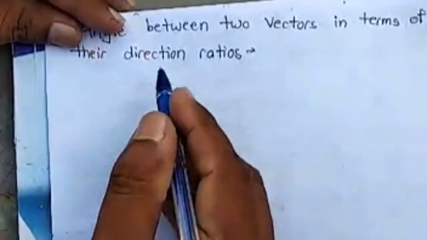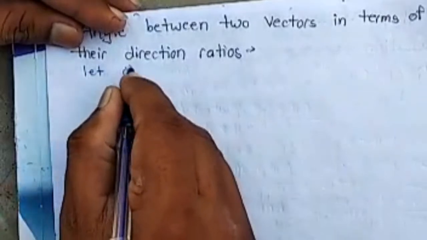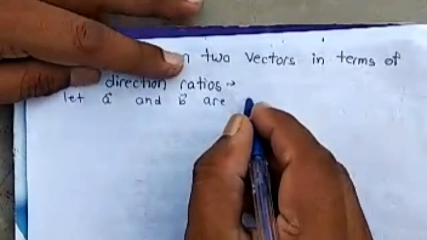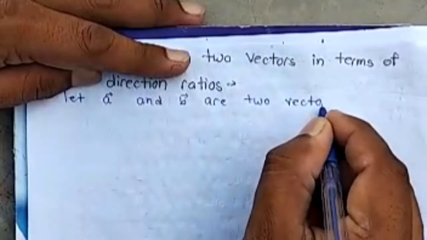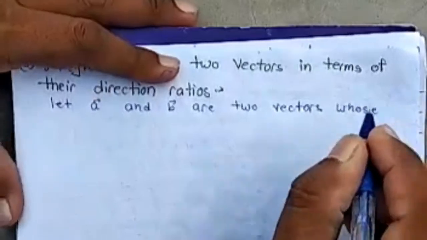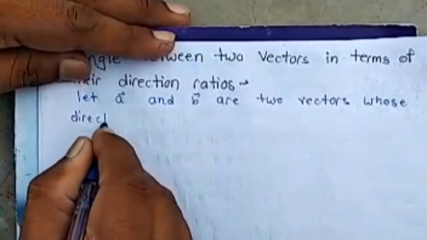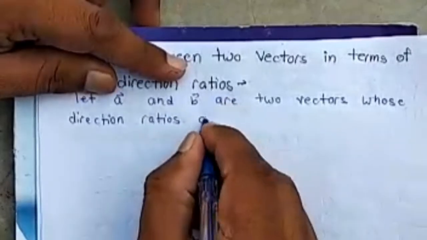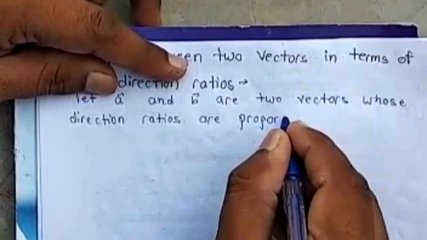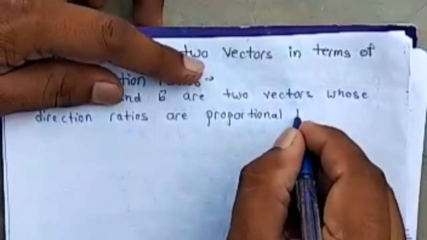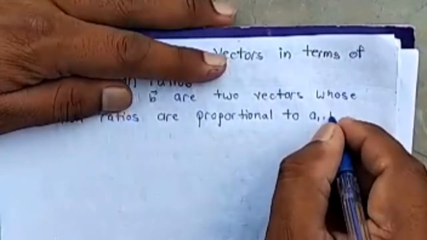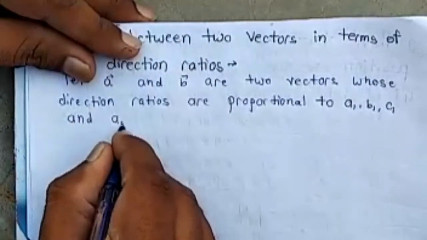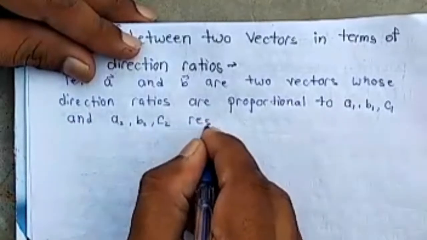Angle between two vectors in terms of their direction ratios. Let A vector and B vector be two vectors whose direction ratios are proportional to A1, B1, C1 and A2, B2, C2 respectively.